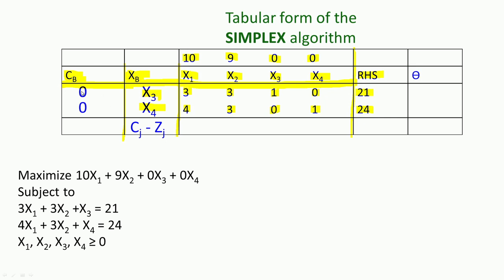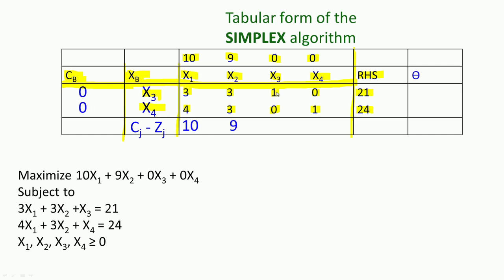So, Z1 is 0 into 3 plus 0 into 4, which is 0. C1 is the objective function coefficient of x1, which is 10. Therefore, C1 minus Z1 will become 10 minus 0, which is 10. Similarly, Z2 will be 0 into 3 plus 0 into 3, which is 0. C2 is 9, therefore, C2 minus Z2 is 9 minus 0, which is 9.